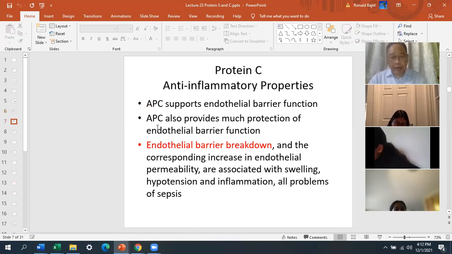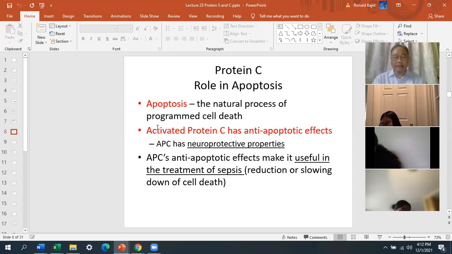APC supports endothelial barrier functions. So now we're getting into the functions, if you recall, the inflammatory response with the barrier function. It also provides protection of endothelial barrier function. The endothelial barrier breakdown and the corresponding increase in endothelial permeability. Remember the endothelial permeability and the diapedesis are associated with swelling, hypotension, and inflammation, all problems of sepsis. So protein C, again, will tone down the inflammatory response. It's not going to inhibit it, but it'll just slow it down. It'll reduce the action.